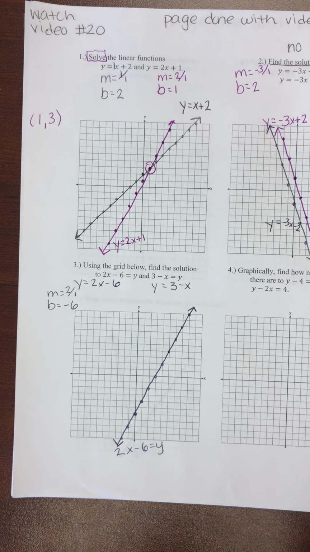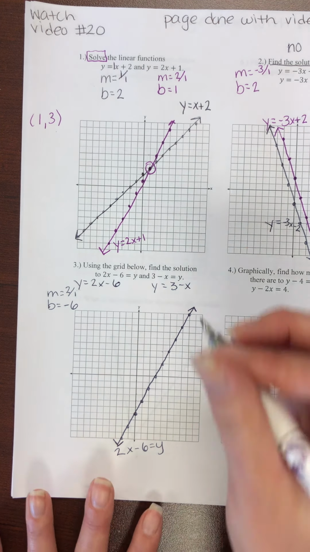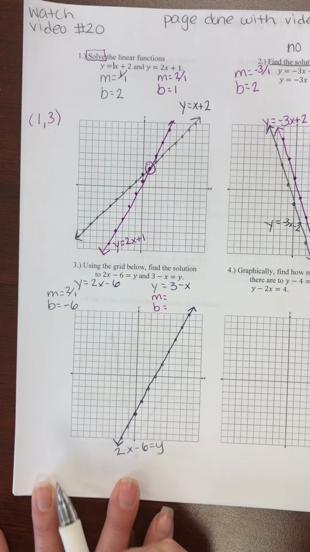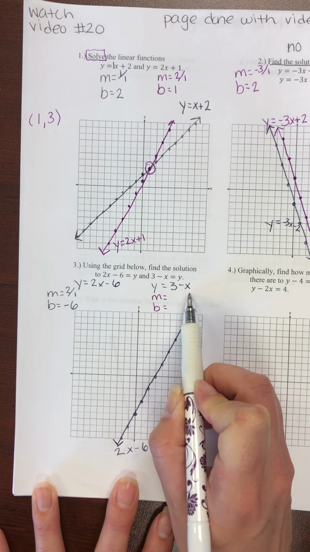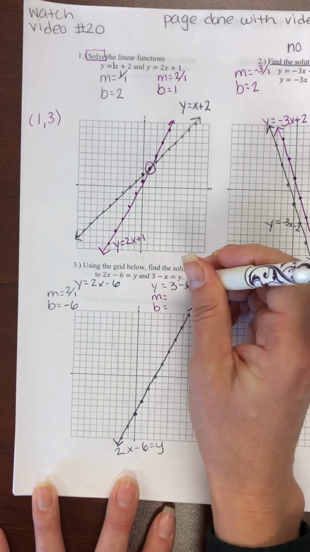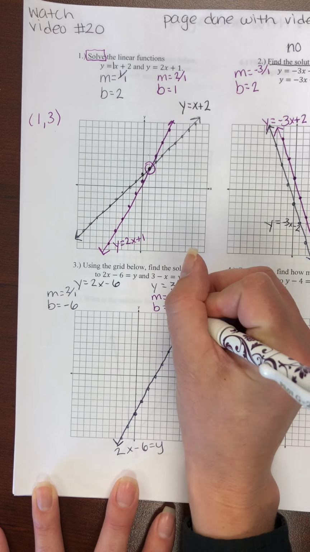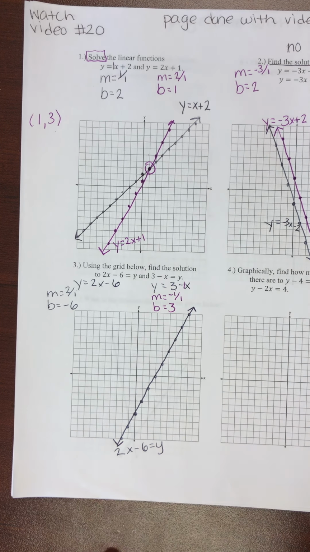I'm now going to graph my other line. So I pull out my m value and my b value. So remember, m is always in front of x. My m in this case is negative 1. I have an invisible 1 here. So it's negative 1 over 1. My b is a positive 3.